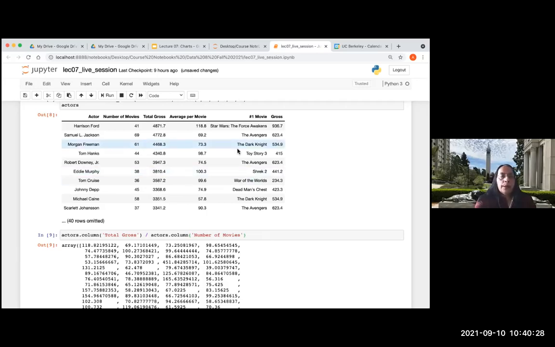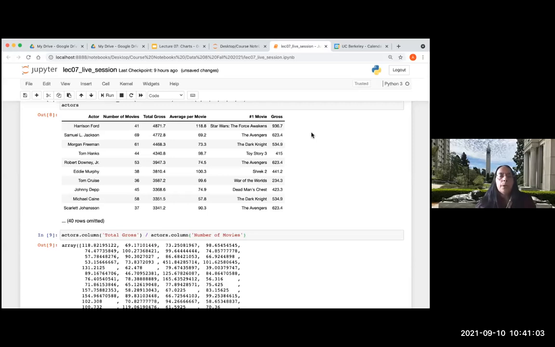Okay, now, this actor, so Harrison Ford's #1 movie was Star Wars: The Force Awakens. What does that mean? Of their 41 movies, this was the one that had the highest gross. All right, so this 936.7 was the highest among the grosses of Harrison Ford's 41 movies. Questions about the data? I honestly cannot now remember how the actors were chosen.